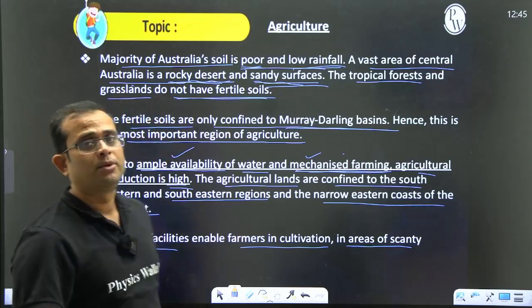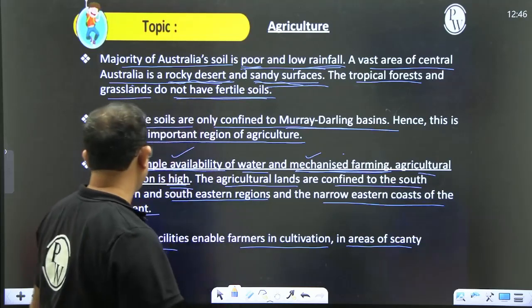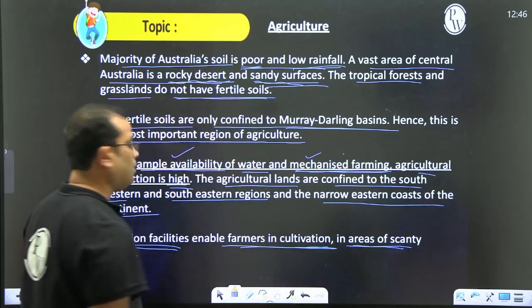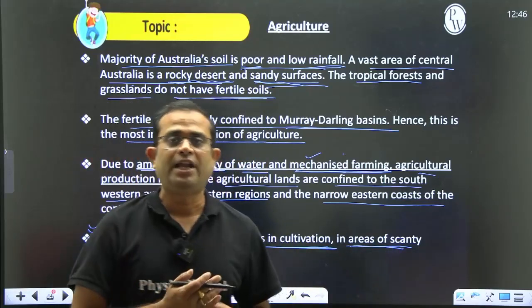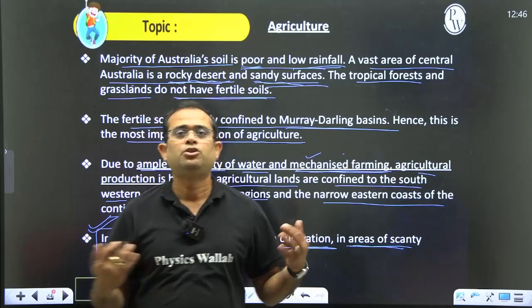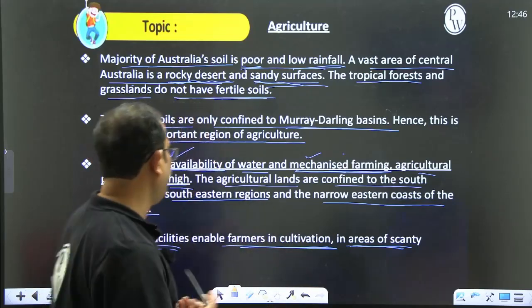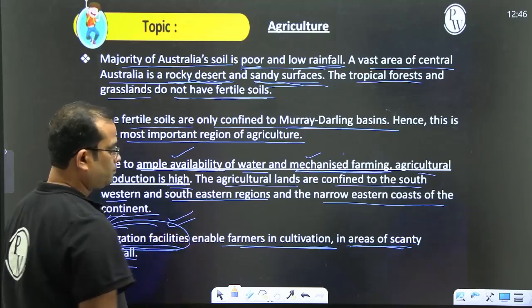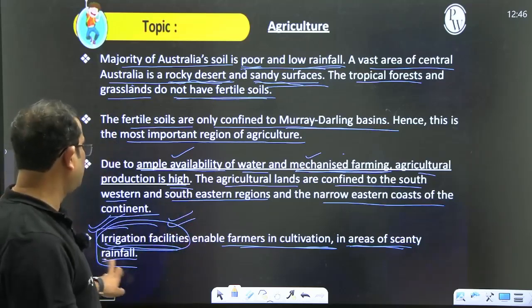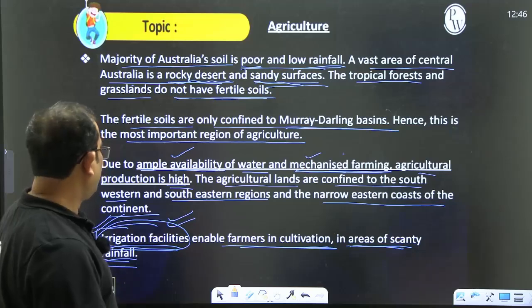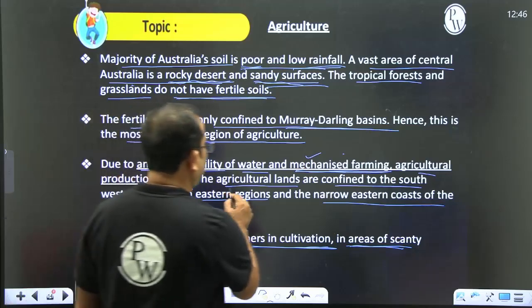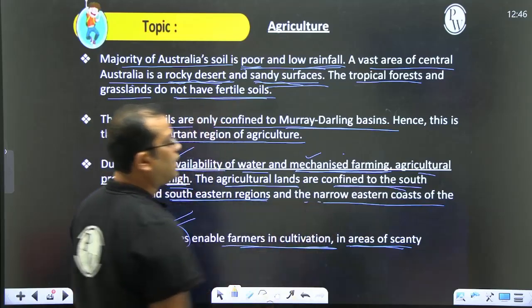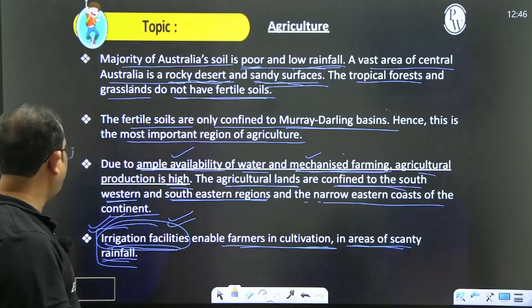Irrigation facilities enable the farmers' cultivation in areas of scanty rainfall. Wherever rainfall is less, irrigation facilities are majorly there. So here it is clear that the agricultural lands are confined to the southwestern and southeastern regions and the narrow eastern coast particularly. Okay, next.